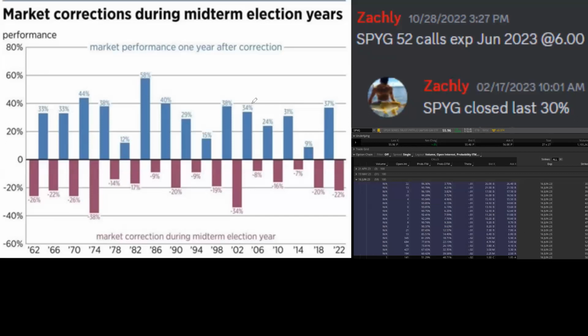All right, but yeah, so that's what you're looking at right here, guys. The blue bars is green, obviously, and the red is going to be red. These are your corrections during the midterm election year, and this is your market performance 1 year after a correction. 1 year after a correction, the most recent midterms, the market was up 37%, guys.